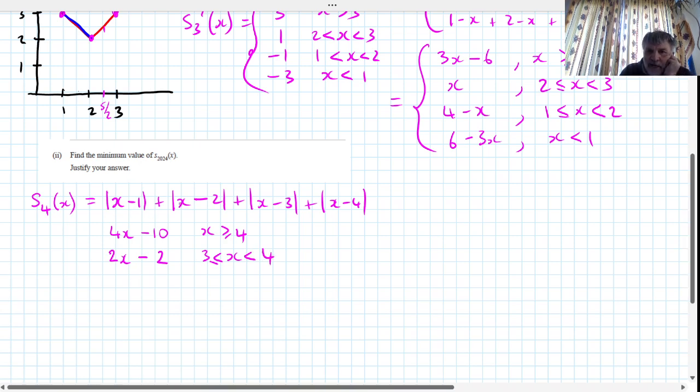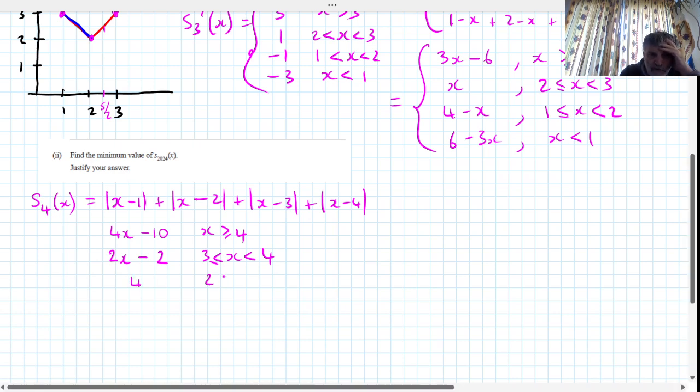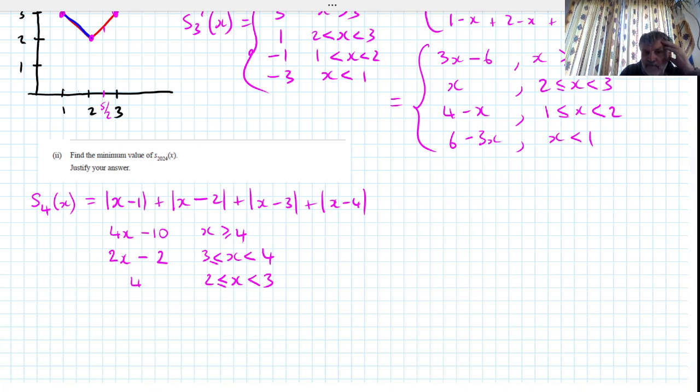Two of these will get x and x, and then minus x and minus x. So they will cancel. We have minus 1 minus 2 is minus 3 plus 3, so we'll just get 4 for 2 less than or equal to x less than 3. And this one will get x minus x, cancel, then we get minus 2x.